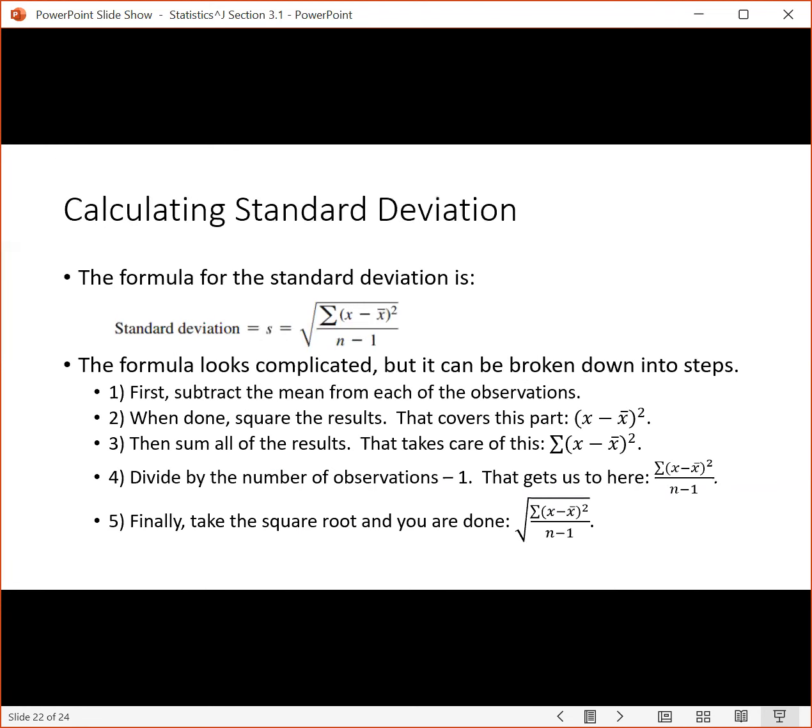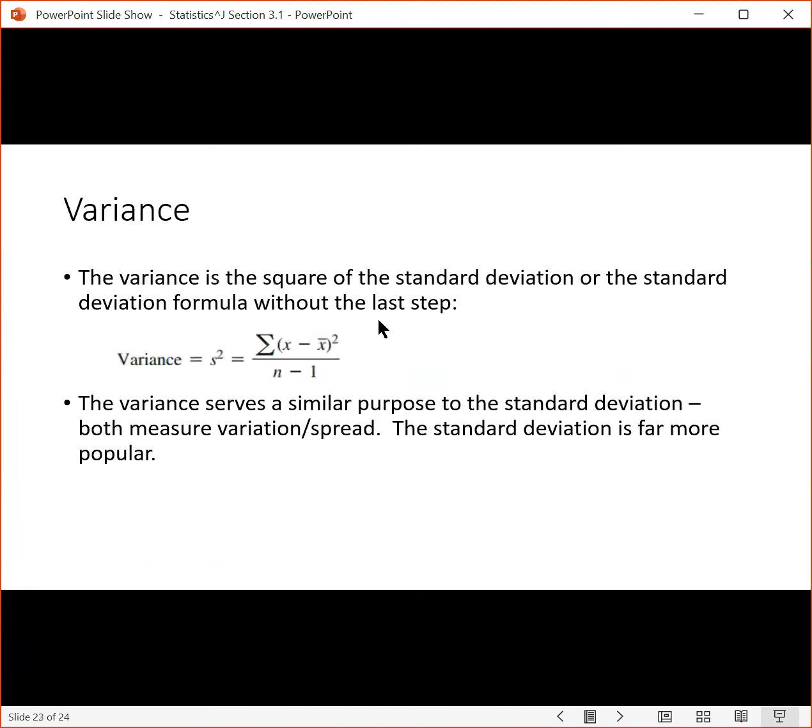All right, so how do you calculate the standard deviation? The formula is a little bit complicated, but what I recommend is you break it down into steps. You take the observations and you subtract the mean from them. You want to do that for all of the observations. So take an observation, subtract the mean, go to the next observation, subtract the mean again.